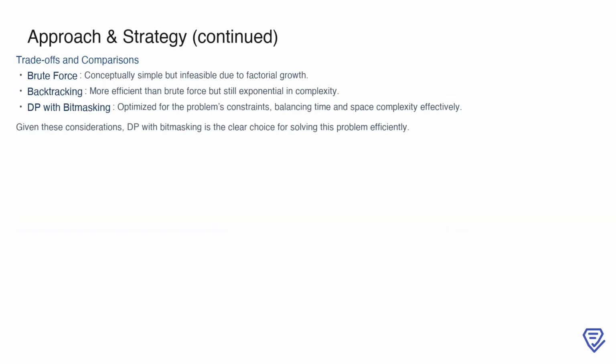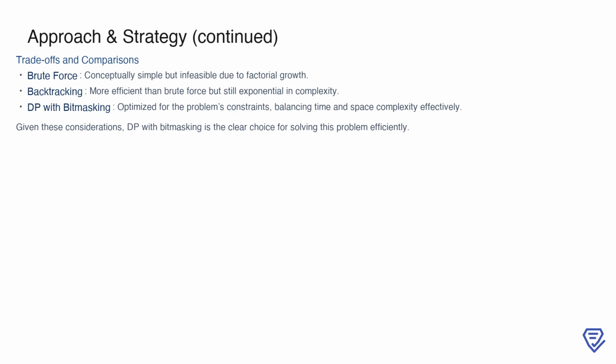When comparing the different strategies, we see clear trade-offs. The brute force approach is conceptually straightforward but completely infeasible due to its factorial growth and complexity, which renders it unsuitable for any meaningful input size. Backtracking improves upon brute force by pruning invalid assignments as it progresses, but it still suffers from exponential complexity, which makes it impractical for larger values of n.